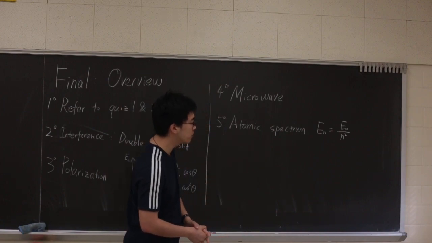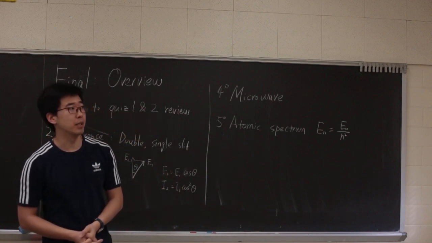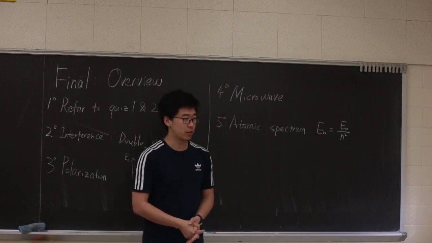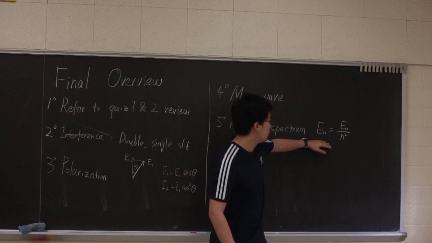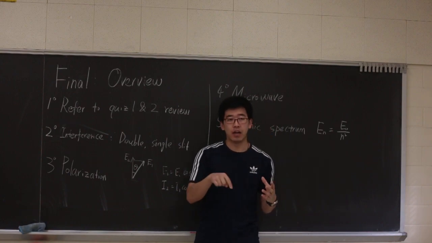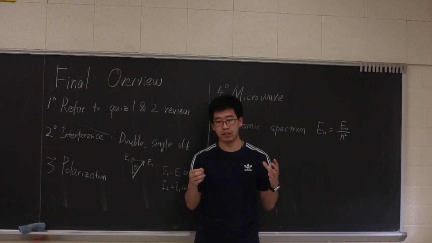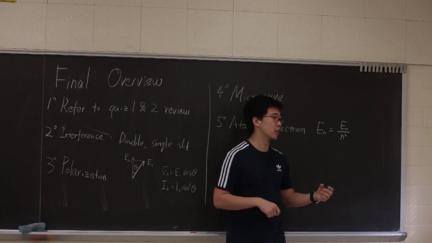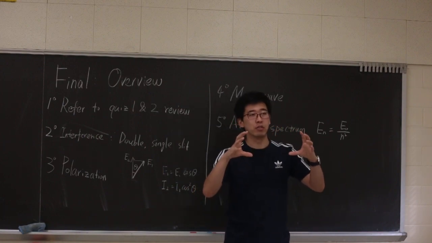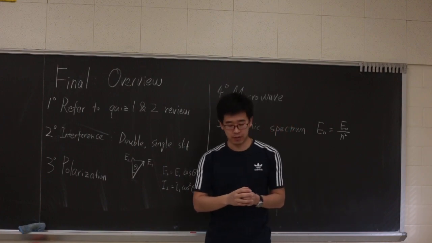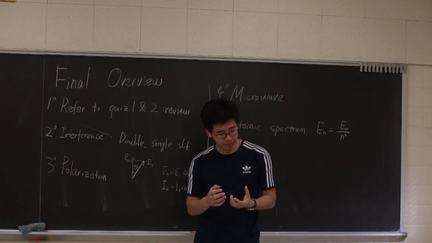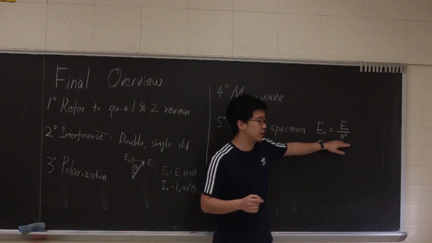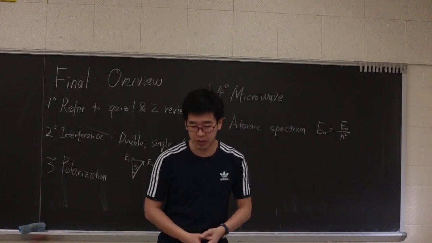And the atomic spectrum. You may or may not get to this lab, but it's also on the YouTube playlist, Physics 102N. The electron in the atom does not move randomly or continuously. Instead, it's quantized. It has a shell-like structure, so it has discrete energy levels, expressed as En equals E naught over n squared.